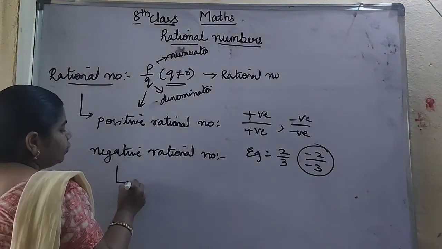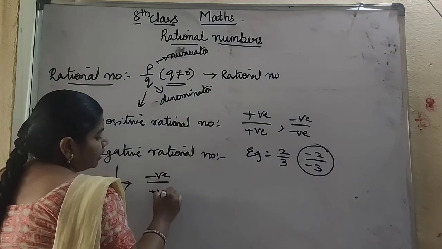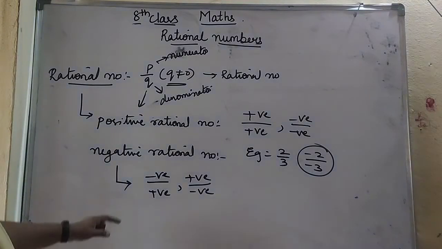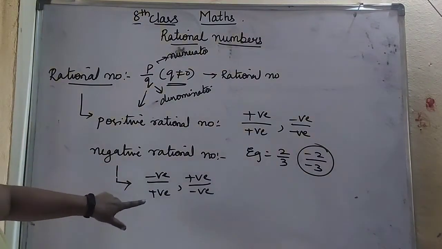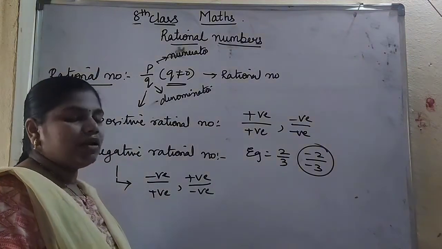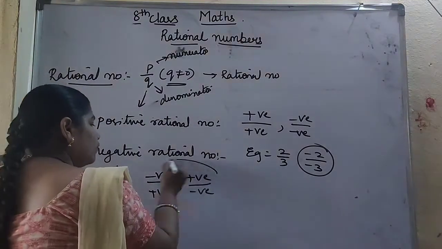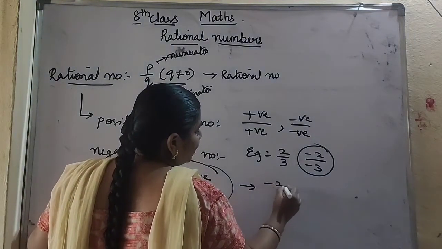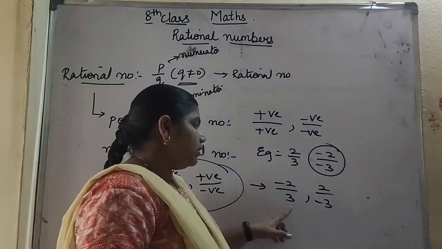In the same way, negative rational numbers. So what are negative rational numbers? If the numerator and denominator have different signs, opposite signs, we will call them negative rational numbers. If you see in this case, the numerator value is plus and the denominator value is minus. So both the denominator and numerator have opposite signs. So that type of numbers we will call negative rational numbers. For example, you can take minus 2 by 3 or 2 by minus 3.